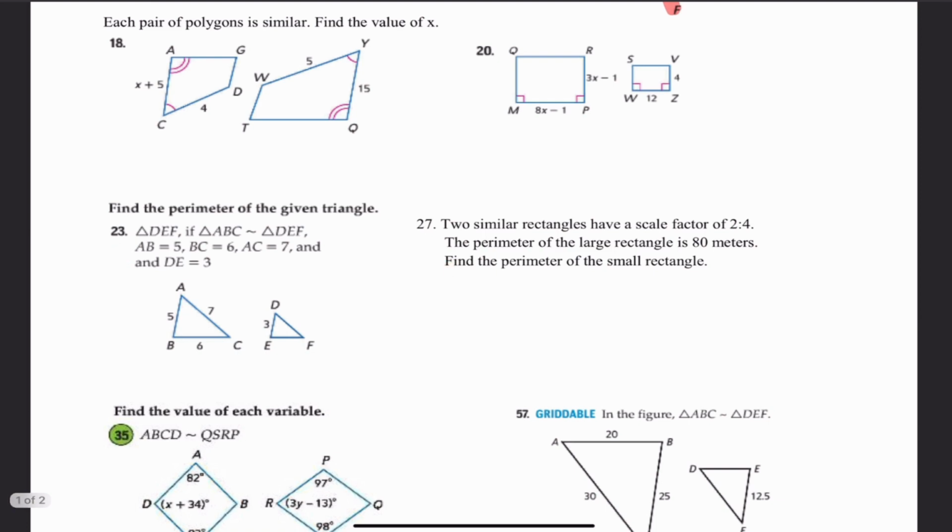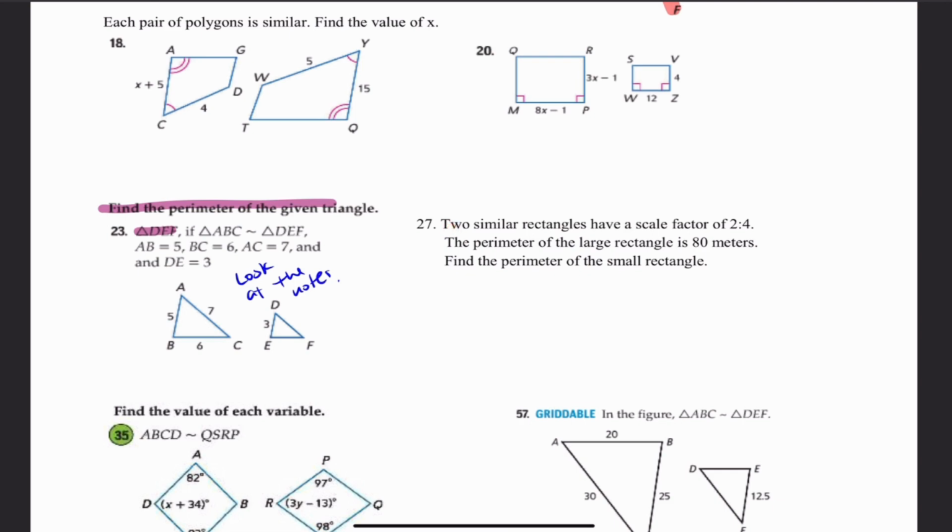Numbers 23 and 27. Find the perimeter of the given triangle DEF, if triangle ABC is similar to triangle DEF, where AB is 5, BC is 6, AC is 7, and DE is 3. So you're going to find the perimeter of triangle DEF. So what is the perimeter of this? If I were you, I would look at the notes for this one.